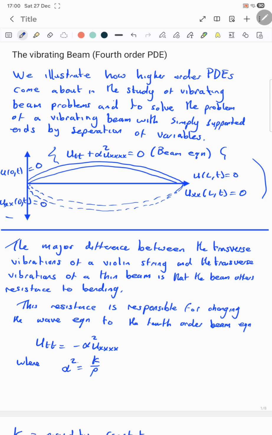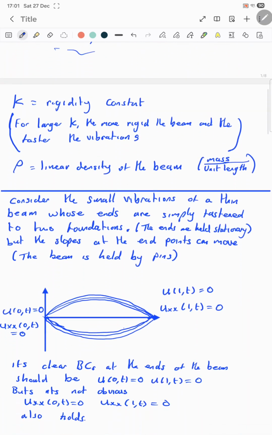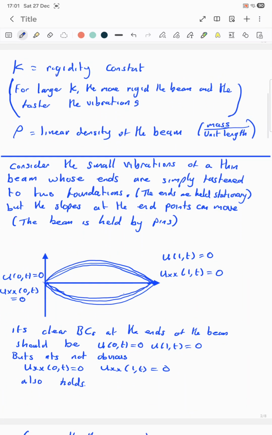This is known as the beam equation. The major difference between the transverse vibrations of a violin string and the transverse vibrations of a thin beam is that the beam offers resistance to bending. The resistance is responsible for changing the wave equation to the fourth order beam equation given here, where alpha squared equals k over rho. K equals the rigidity constant. For larger k, the more rigid the beam and the faster the vibrations. Then rho equals the linear density of the beam, which is mass over unit length.